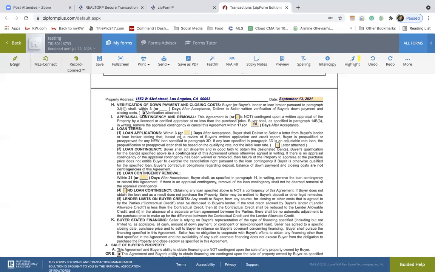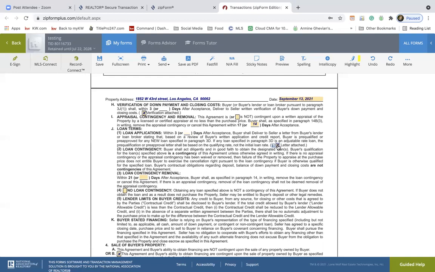Loan application. Within 3 days after acceptance, buyer shall deliver to seller a letter from buyer's lender or loan broker stating that based on review of buyer's written application and credit report, buyer is pre-qualified or pre-approved for any new loan specified in paragraph 3D. Now, if you have something, you will say letter attached.